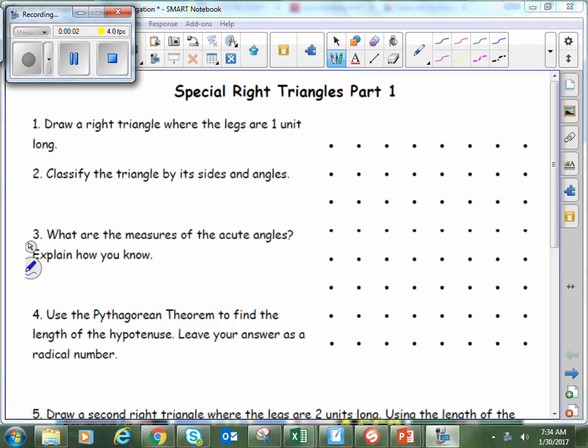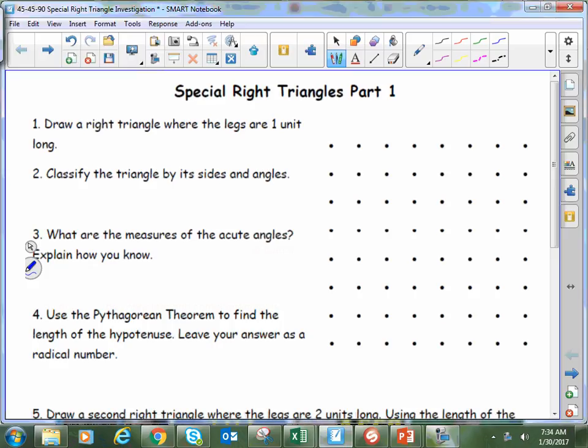Hey everybody, this is Mr. Piercy, and what we're going to be looking at in this video is how we develop the properties or the rule of one of our two types of special right triangles that we're going to be using in geometry. Now, this is a big deal, not just in geometry, but in math in general.